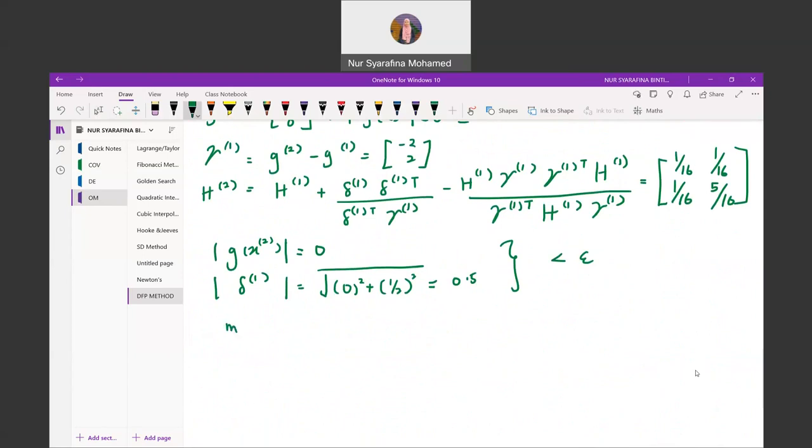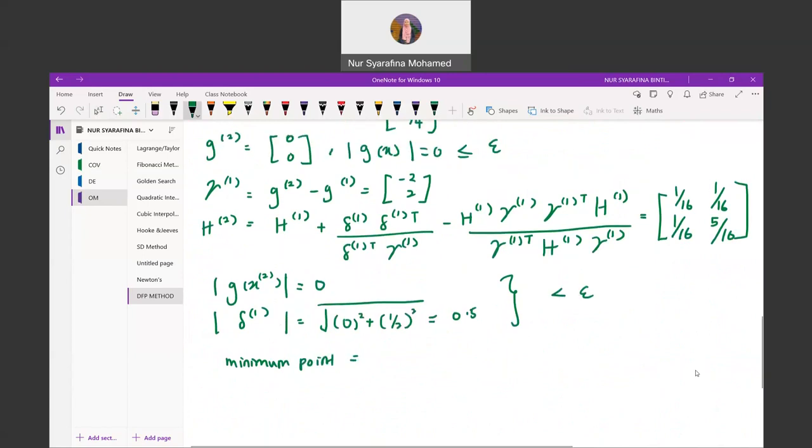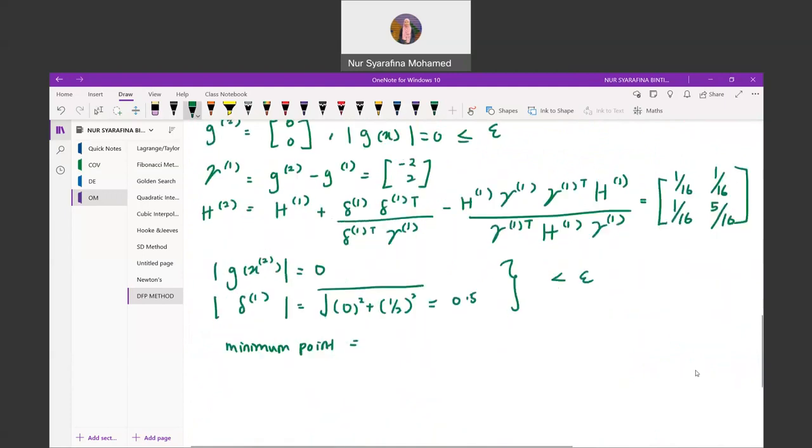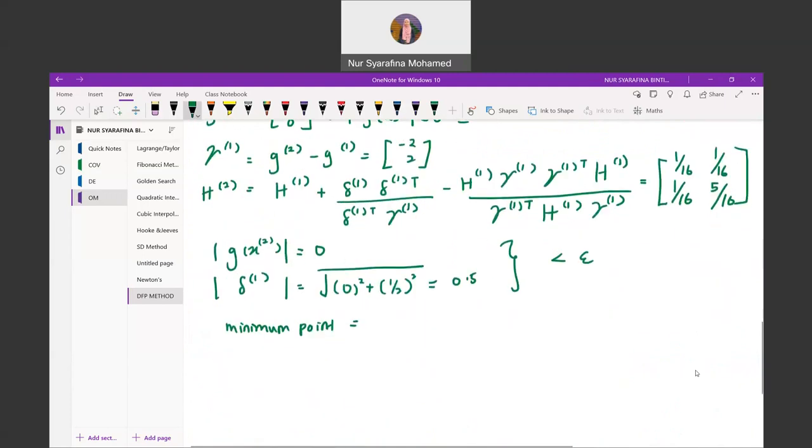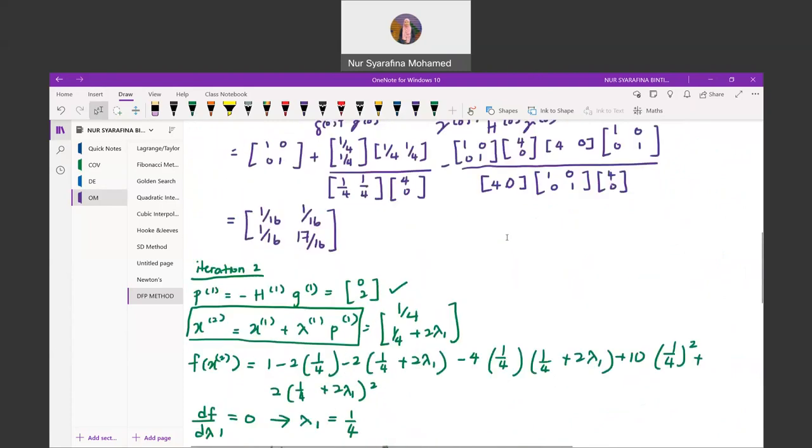So now you can conclude your process by updating your minimum point, which is x2. Okay, x2 is 1/4, 3/4, and the minimum value of f(x2), you can calculate here. Okay, so this is how we find the solution point by using the DFP method.